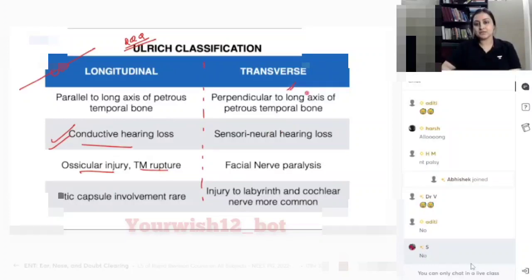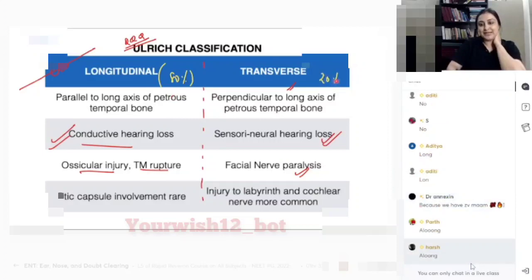So बच गया क्या? Transverse. Transverse will be perpendicular, so this will involve the inner ear. तो nerves सारी जाएंगी. SNHL, facial nerve, सब कुछ इधर जाएगा. Which is more common? Along, right? So longitudinal is more common. So this is 80%, whereas transverse is 20%.